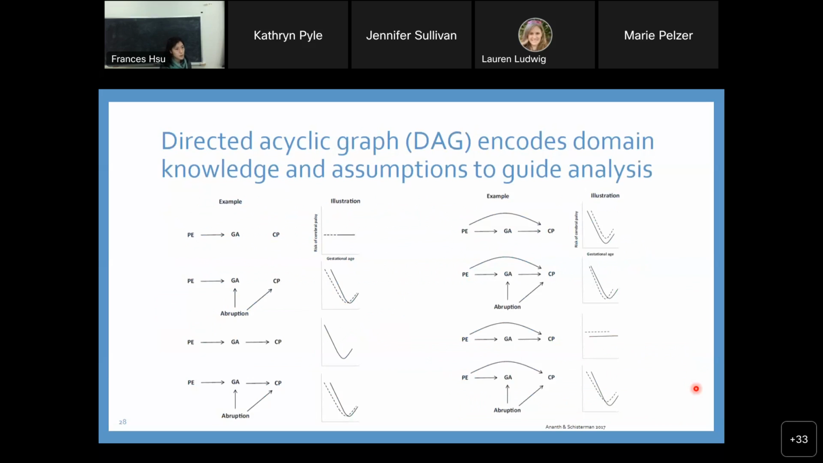So directed acyclic graph encodes domain knowledge and assumptions to guide analysis. Traditional statistical definition of a confounder is a variable that is associated with exposure and outcome and does not lie on the causal pathway, which would indicate a mediator. However, where the arrow points help us distinguish between a confounder and a collider. So these are various ways of representing what is the potential causal mechanism between preeclampsia and cerebral palsy, and if gestational age is secondary to abruption.